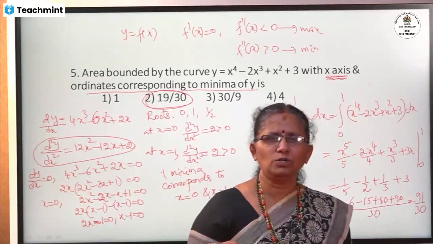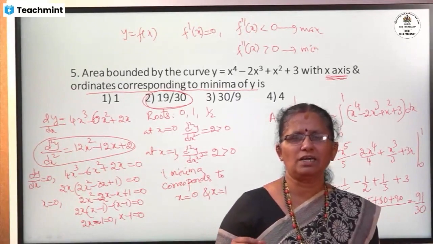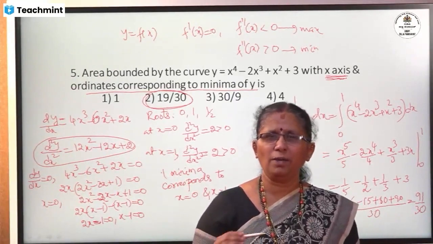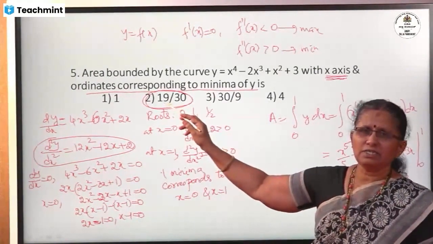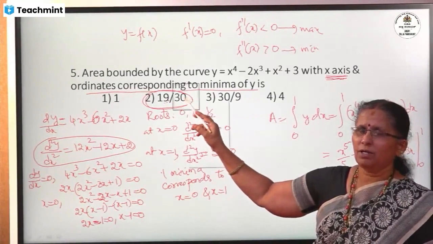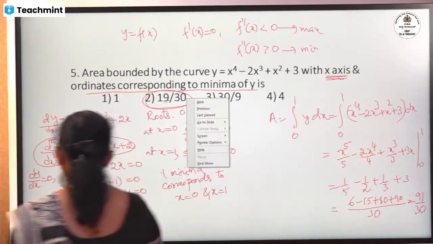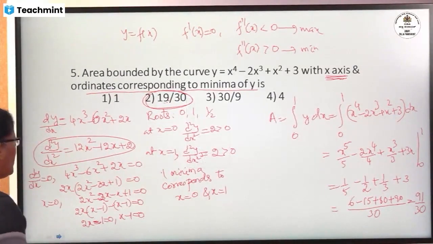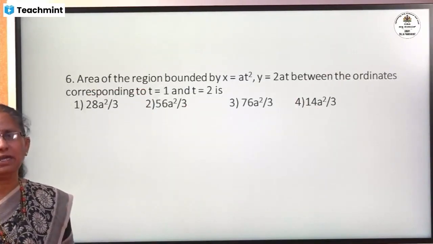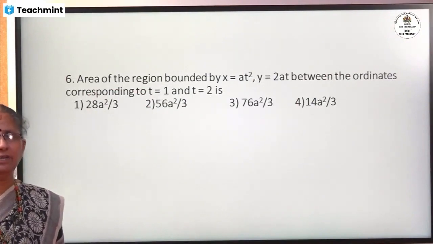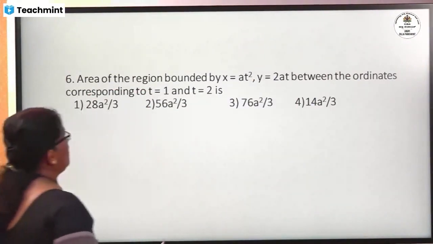So you leave it at that and go to the next question. There is always a possibility of making a mistake. In 1 or 2 questions, there may be a typing error. Here the answer should have been 91 by 30, but by mistake it has been typed as 19 by 30. So if you get an answer and it is not there, you should not solve the same question again and again. That will be a waste of time. You do it twice. If it is not there, maybe there is a mistake in the question, so proceed to the next. Okay, now what is the next question?